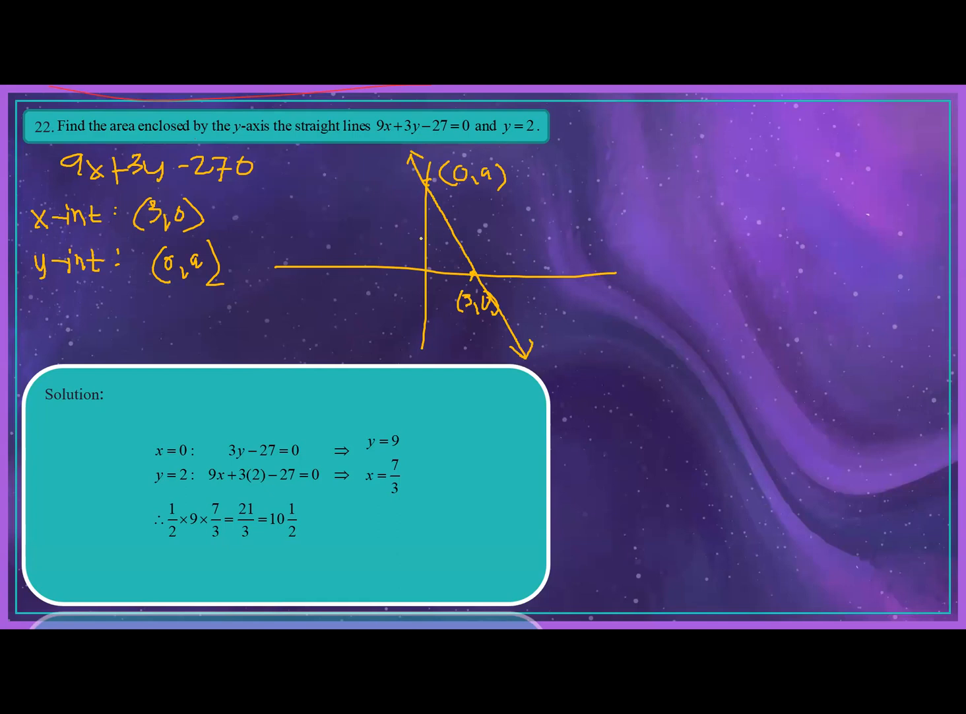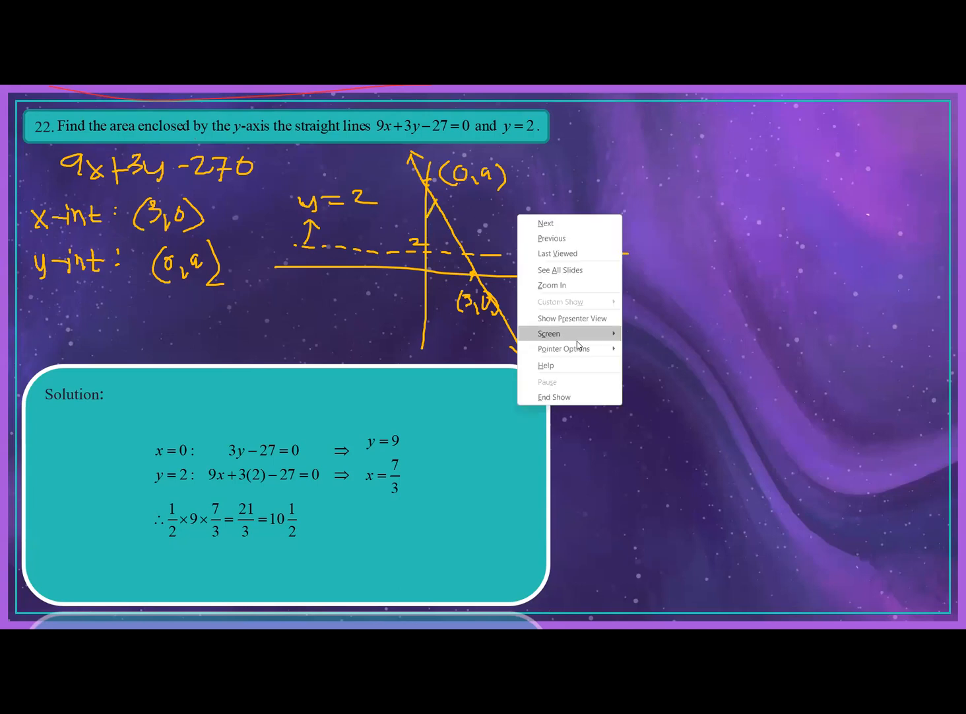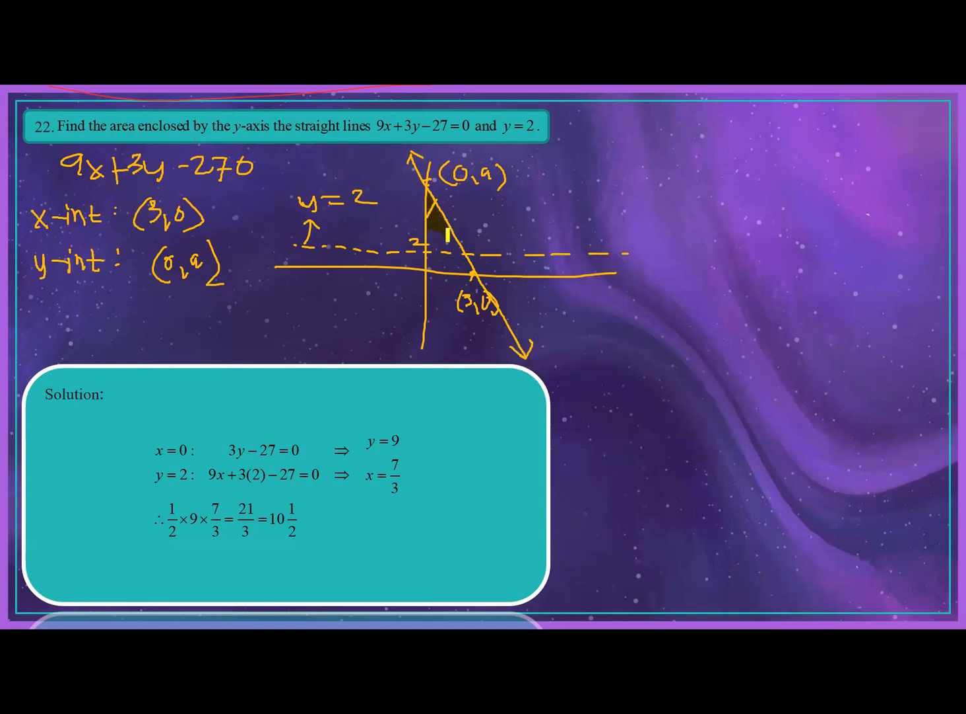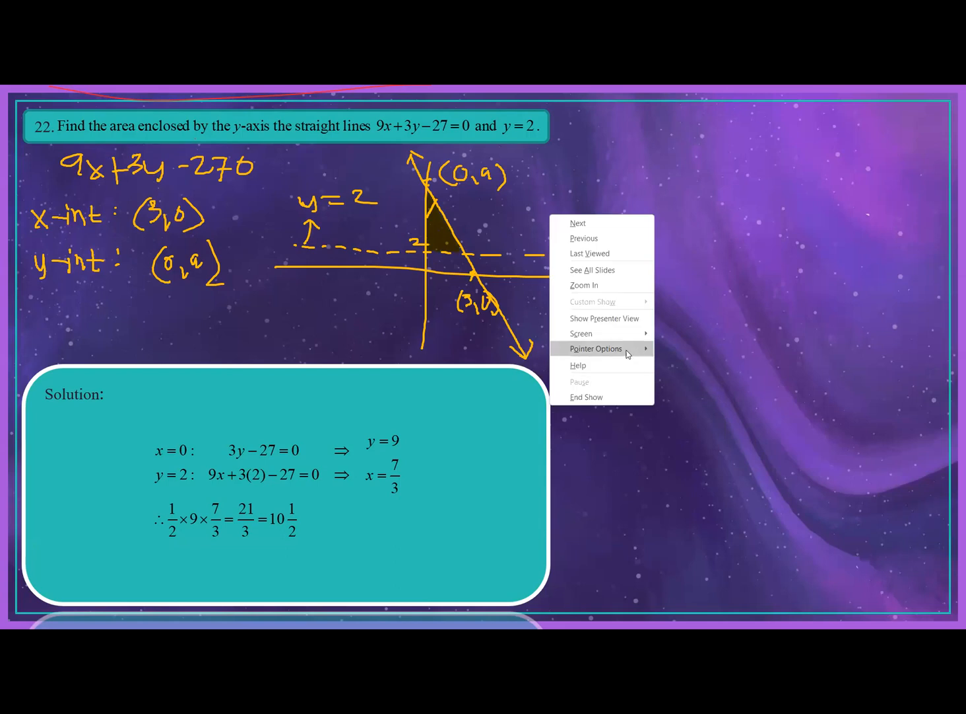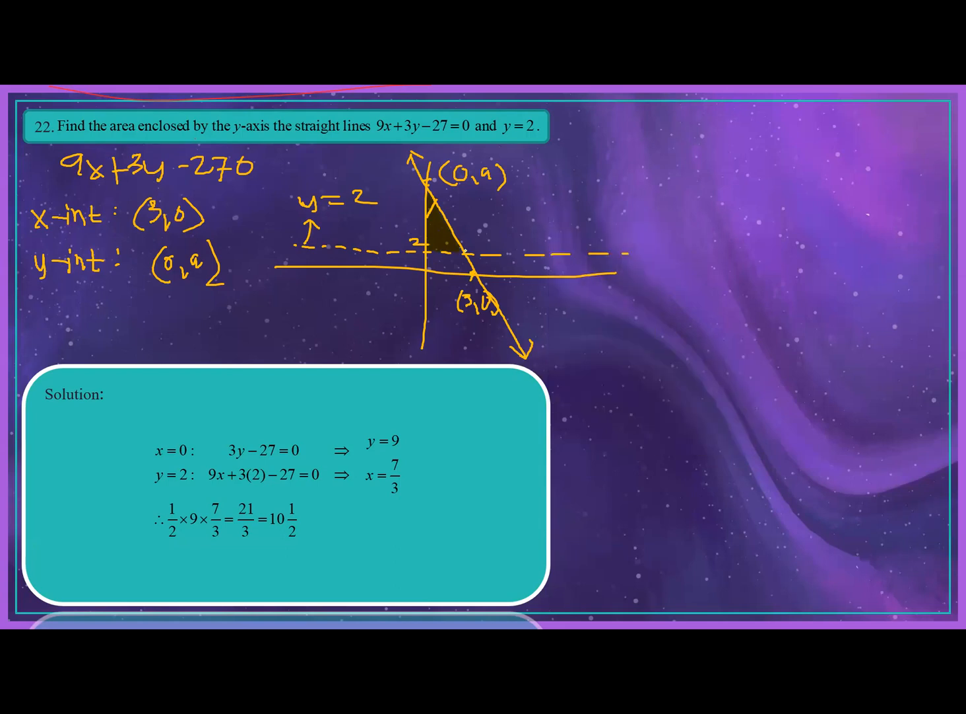Also we have y equals 2, which would be somewhere here. The area enclosed by the y-axis and the straight line, right? Correct. So basically this one. We need to find the area for that.